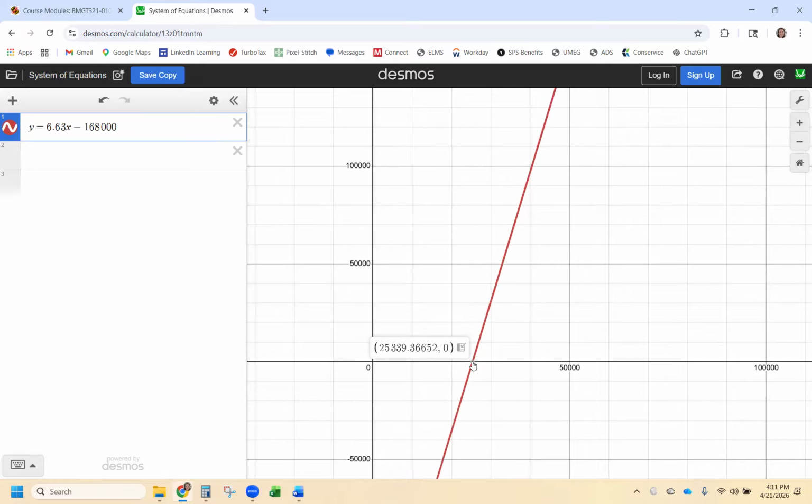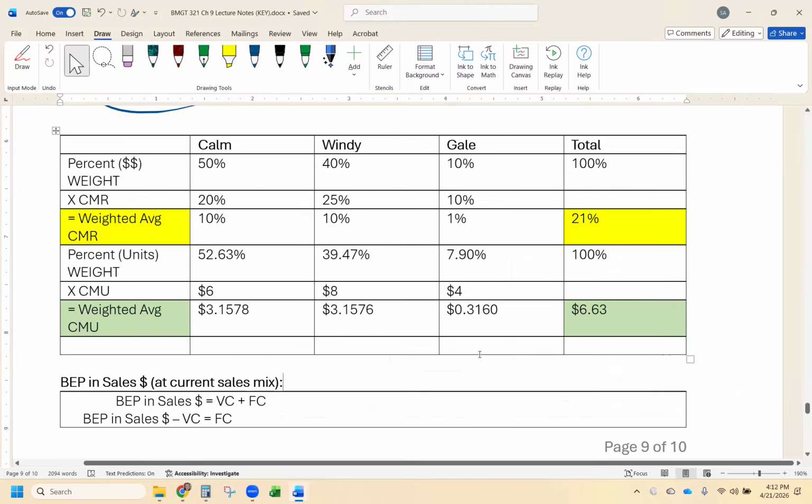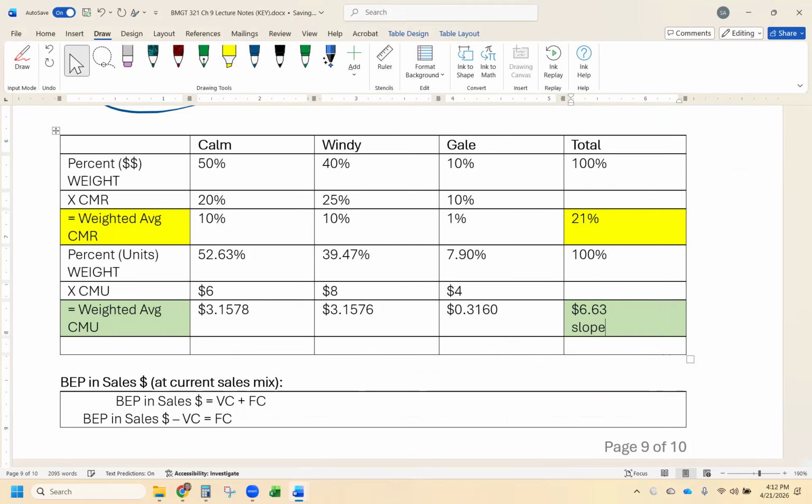Problem though, this is all the units. So we don't have it split out into A, B, and C units, product or gale, windy, calm. This is just 25,000 with all the units combined together because we're using our Omni unit with the weights to do the slope. All right, this is the slope of the profit line.